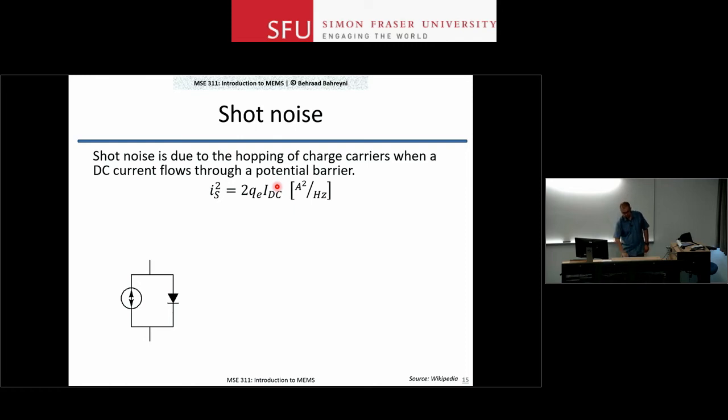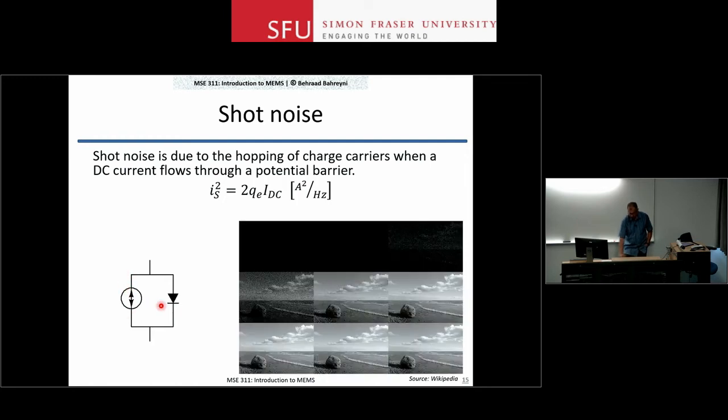But once you pass a current through that structure, through this diode, the shot noise, the variations in that current, the variance of the current, is proportional to the DC value, and of course the charge of your charged particles. Again, this is the power spectral density. The unit is amps squared per hertz, and the model is like this. So you put a shot noise source in parallel with your transistor. Shot noise is a white noise, meaning that you have a flat power spectral density for it.